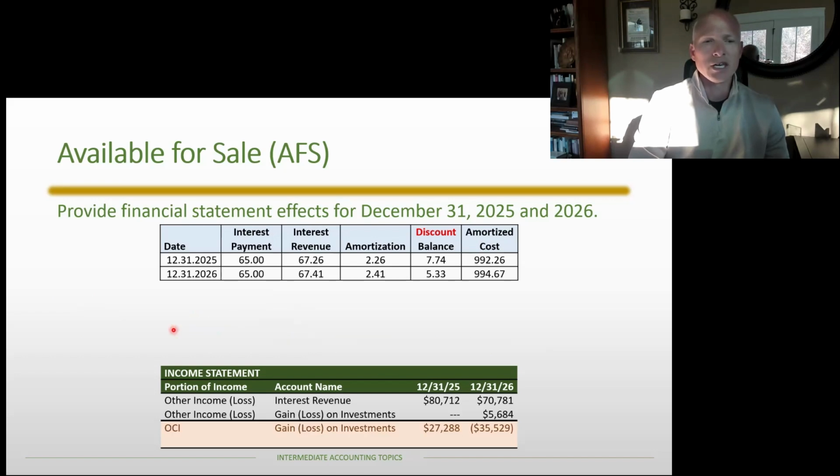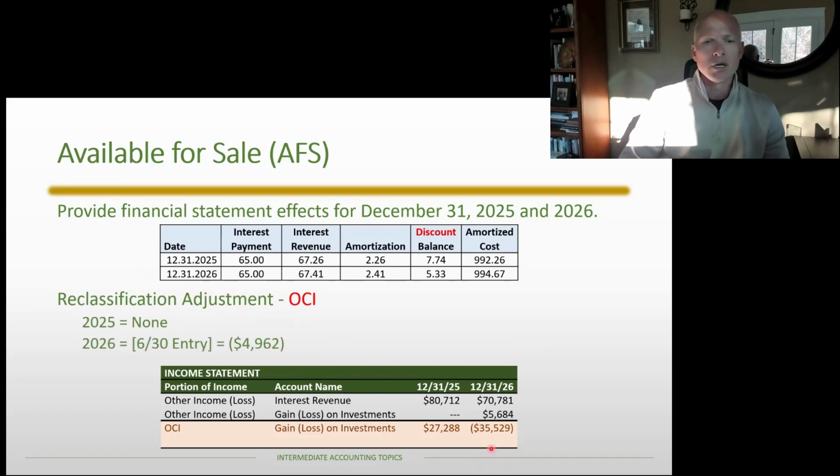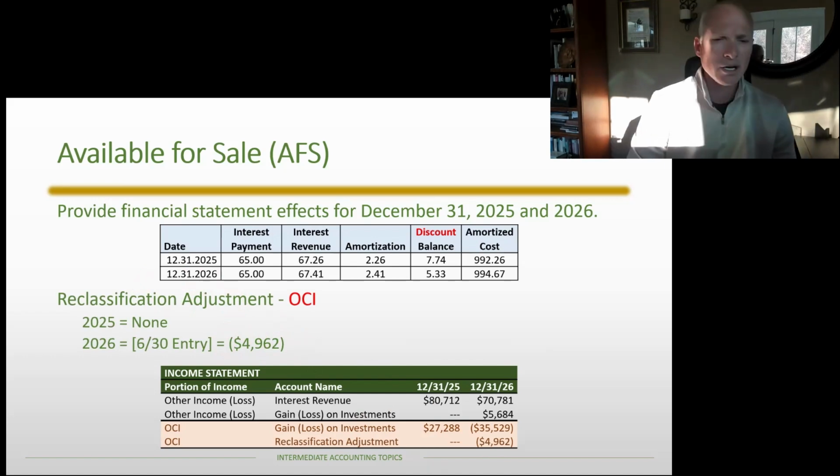And then the second thing that, again, just sort of remembering is we did have that reclassification adjustment. That showed up only in 2026 when we made that sale. And so that reclassification adjustment is $4,916. And that was a loss. And so that's going to be a negative number. So hopefully that wraps that up. Again, just trying to keep track of everything can be a challenge, but hopefully you're hanging in there.